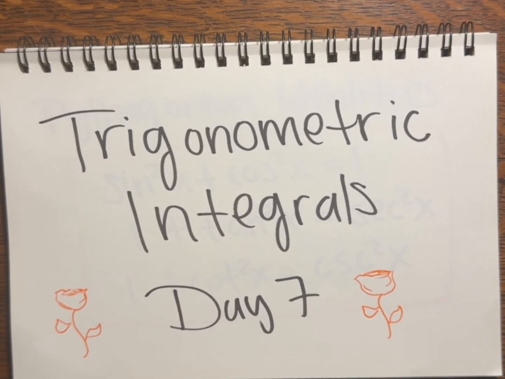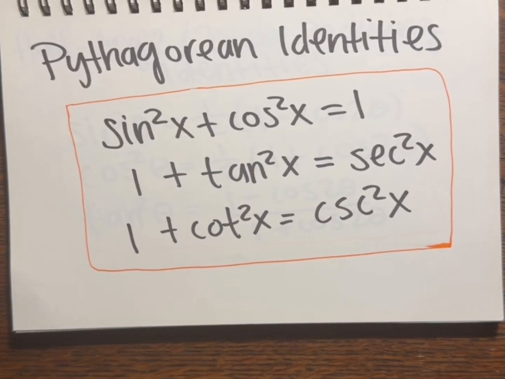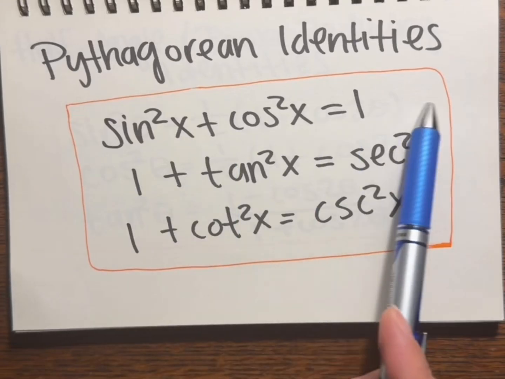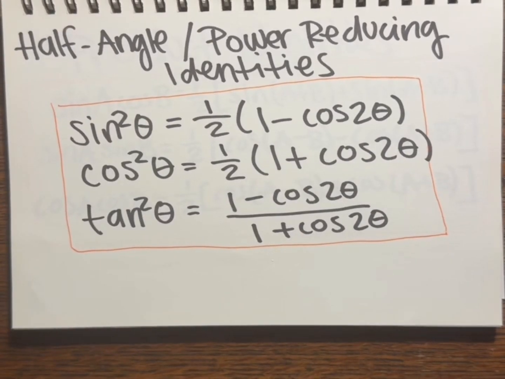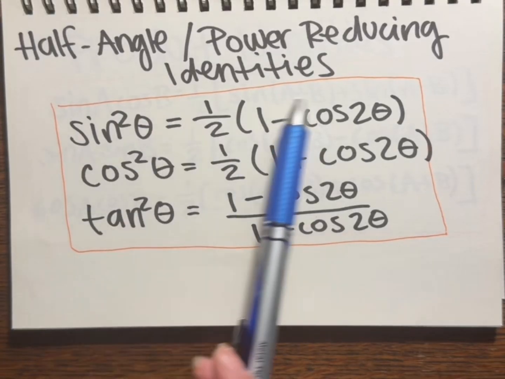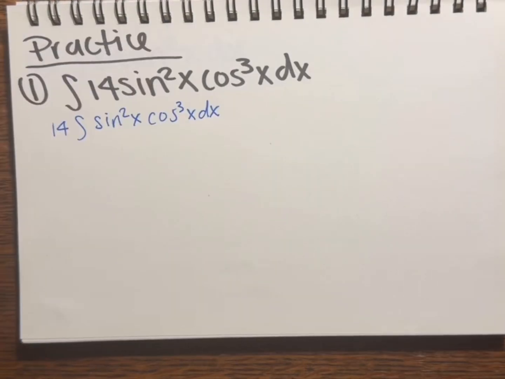Today we're going to be going over trigonometric integrals. In this section we learn how to work with different trigonometric identities when solving integrals that contain trig functions. And this is the first identity that we review. And here is another identity, the half angle or power reducing identities. And these are the product identities that we use in this section.